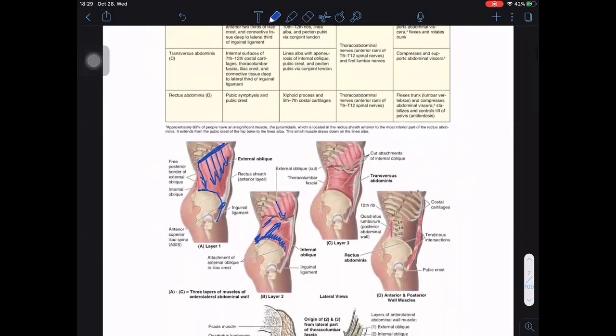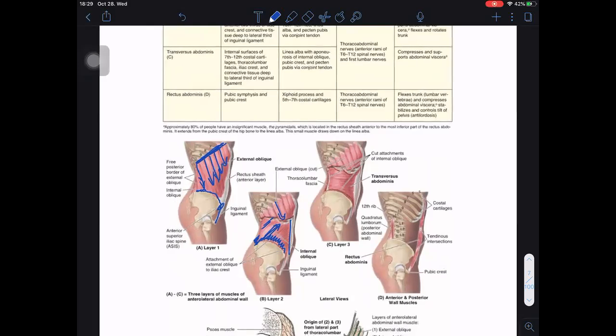And then again, from the mid-clavicular line, you're gonna have the aponeurosis of the internal oblique muscle replacing the muscle itself. So easy stuff, nothing hard about it.